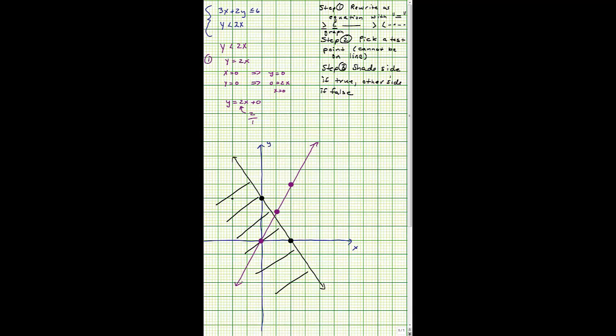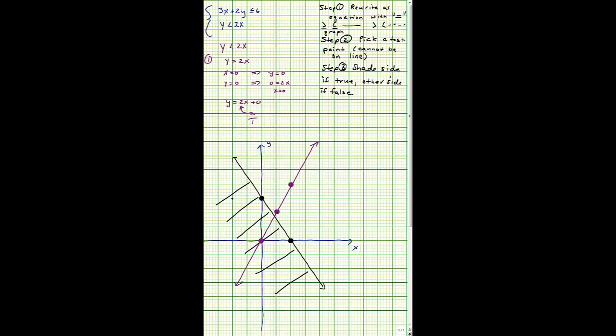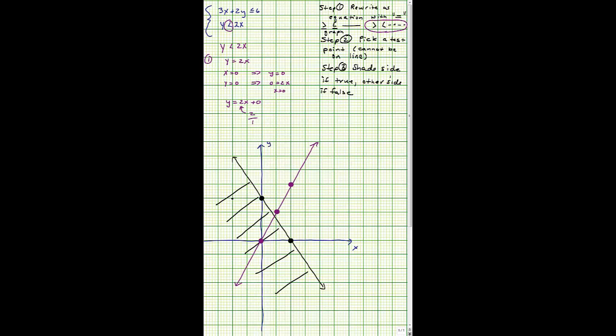Alright, so now what I have to do is again go to step 2, which is to pick a test point. But notice this time I can't pick my favorite test point because 0, 0 is actually on the line itself. And, I think I missed something. And this is going to happen to you on an exam. This is a less than sign. It's not less than or equal to. So that means I better not draw a solid line. I have to instead draw a dotted line.